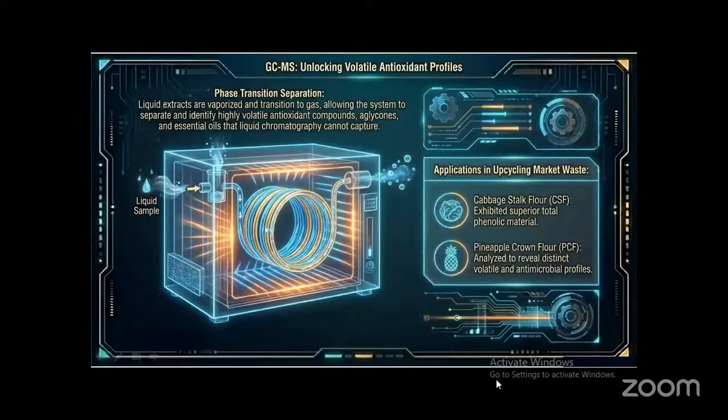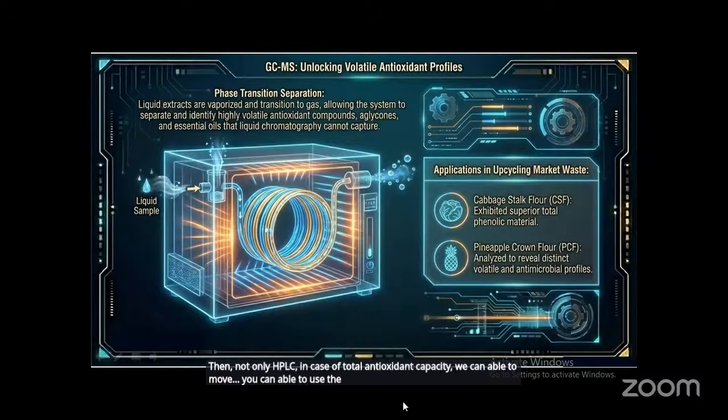Then not only HPLC, in the case of total antioxidant capacity, we can also use GC, because all the samples may not be volatile. For samples which are highly volatile, use the GC system hyphenated with mass spectroscopy, which also gives a nice identification of the chemical compounds which have total antioxidant capacity.